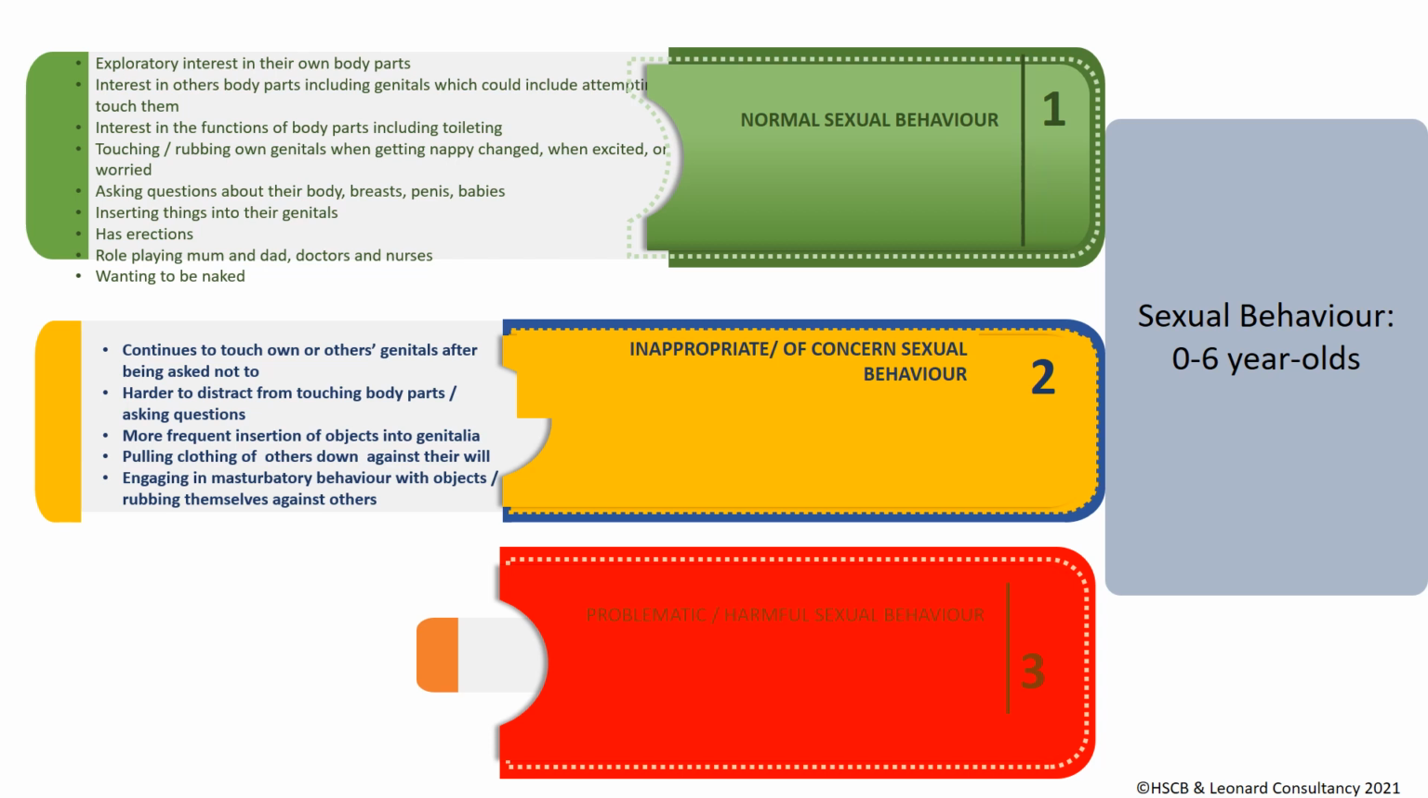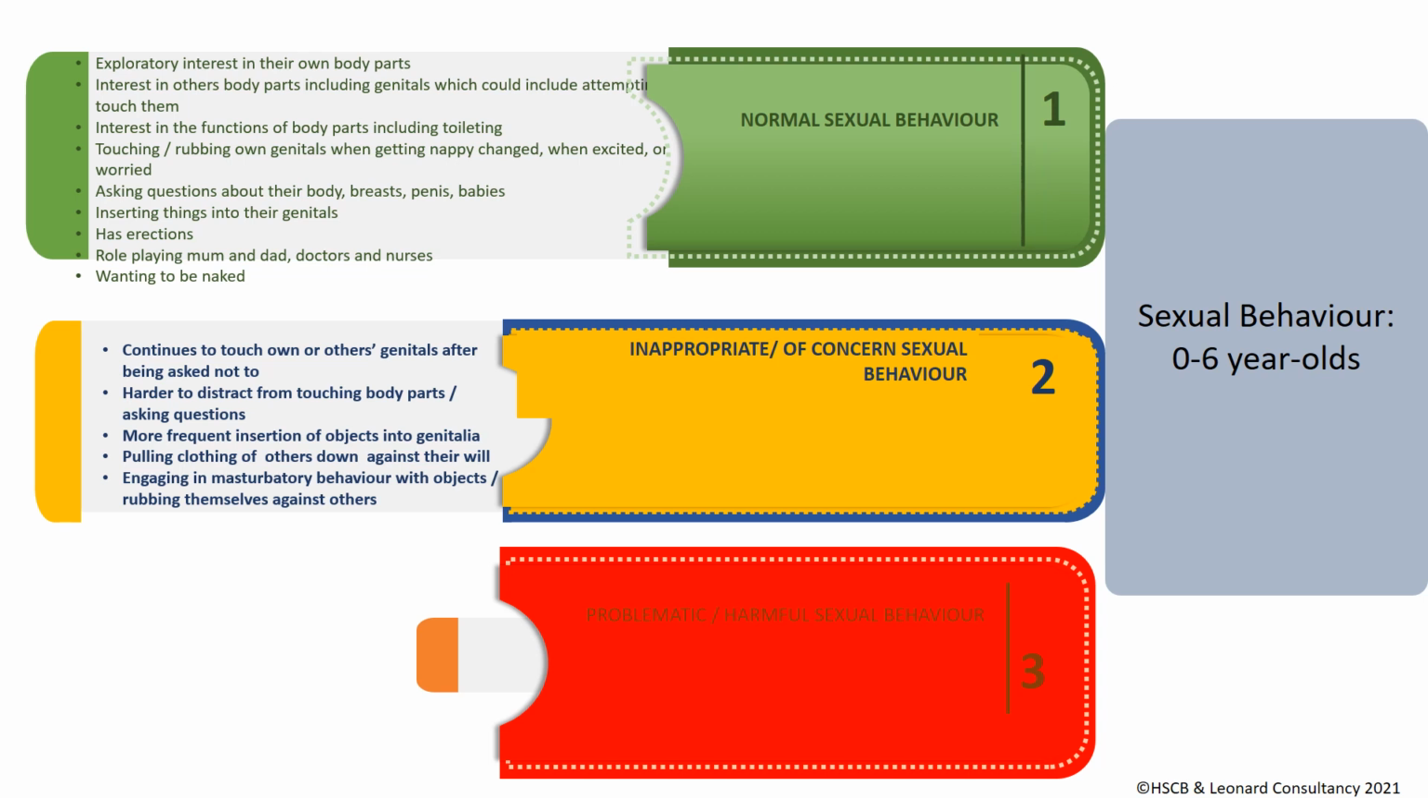There's maybe more frequent insertion of objects, and they do become quite obsessed about their genitalia. They might be pulling the clothes of others down against their will. If I gave the example previously of two 4-year-olds showing each other their underwear, but one of them actually pulls down the underwear of the other child, and that child clearly did not want that and is upset by it, and even when you've asked that 4-year-old not to do that, they repeat the behaviour, then you're beginning to become more concerned about the sexual behaviour.